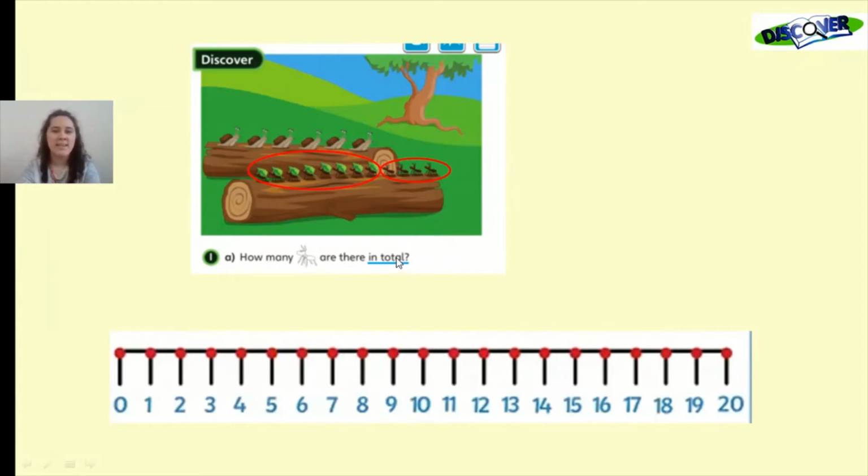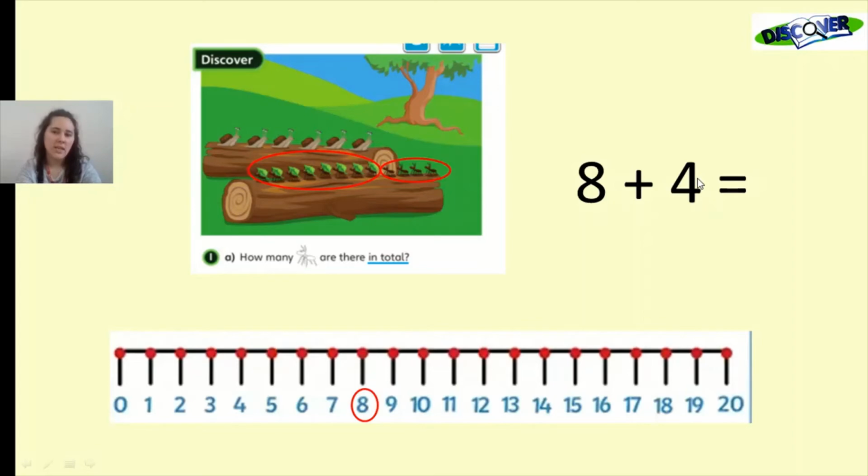Let's see if we can make a number sentence with this information then. Fantastic. 8 plus 4 equals something. Now we've got our number sentence, we can work out the answer. And today we've got a number line to help us. So if I need to find 8 plus 4, the first thing I need to do is find 8 on my number line. There's 8. Now that I've found 8 on my number line, what do I need to do? Fantastic. I need to add 4.